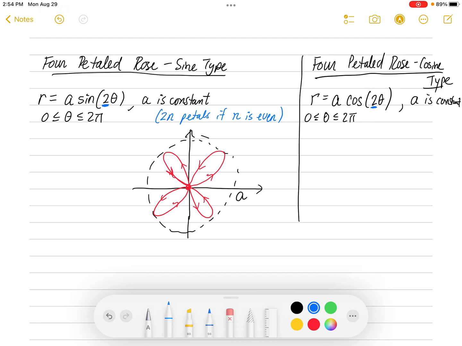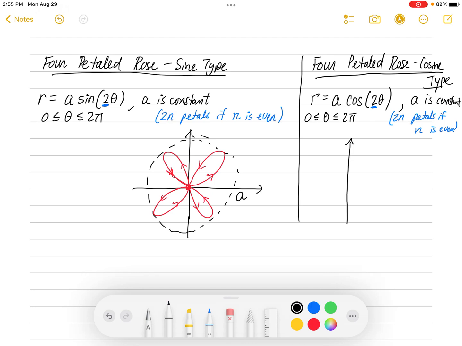So if that number is even, then you're going to have 2 n petals, if n is even. So since our n value here is 2, that means we're going to have 2 times 2, or 4, petals of this rose.